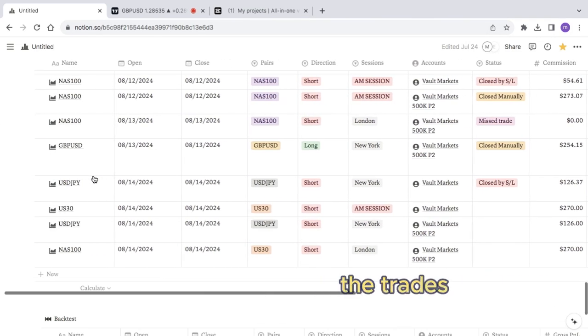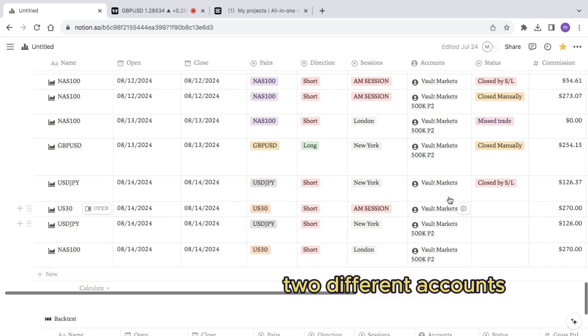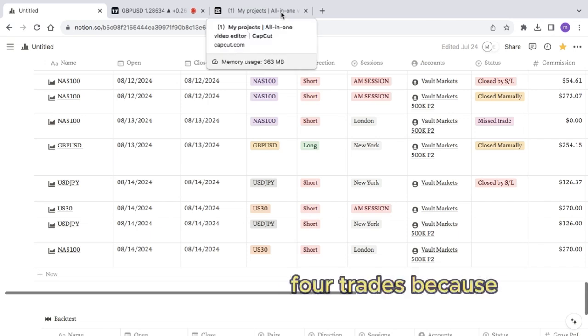I'll also try breaking down the trades I took yesterday and on Tuesday. Tuesday was the GBP USD, and I took these 4 trades yesterday. But these were on two different accounts. So it was basically 2 trades, not 4, but it was 4 trades because I opened 4 positions. You get me?